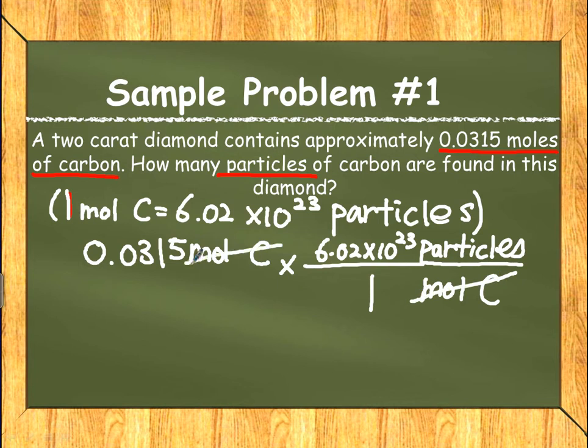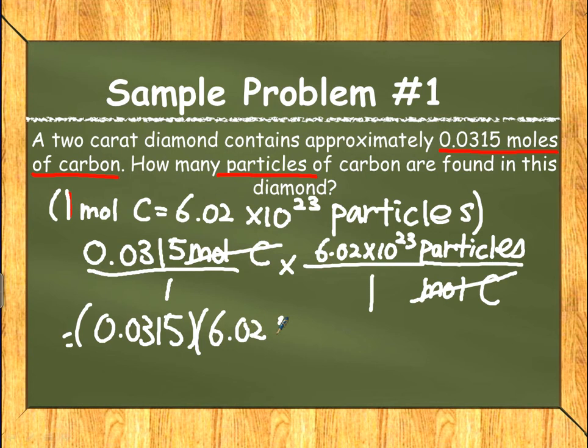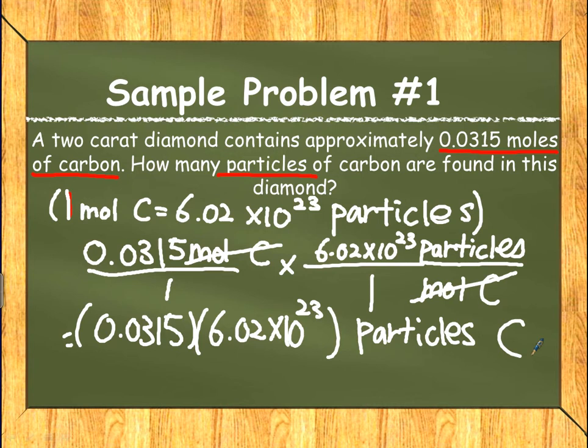And now let's put in the numbers. Remember, this has an invisible 1 at the bottom. Multiply across the top, multiply the bottom numbers, and you just divide, right? So when you do the math, you end up doing 0.0315 times 6.02 times 10 to the 23. What's the unit? That's the only thing that's left over. Particles of what? Carbon. And when you do the math, that's what you should get.